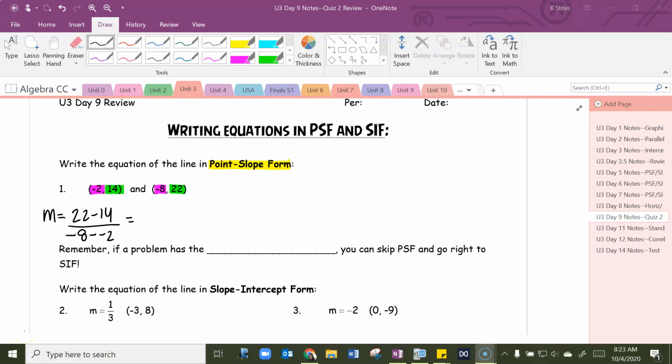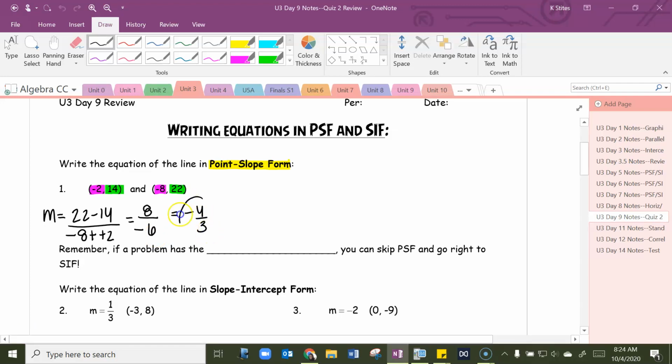And 22 minus 14 is an 8. Negative 8 minus a negative 2, that becomes a negative 6. And 8 over negative 6 is negative 4/3.